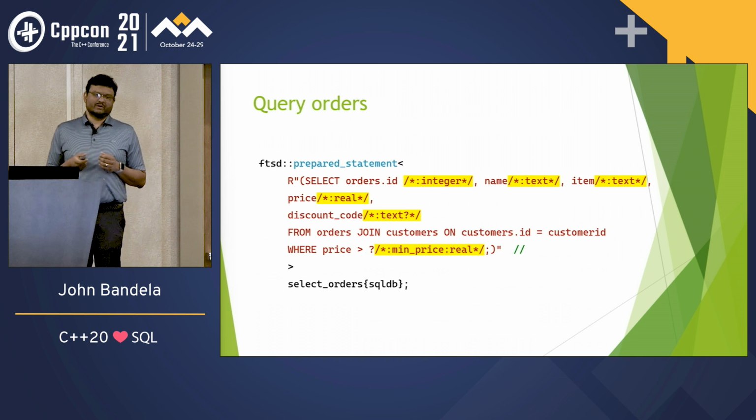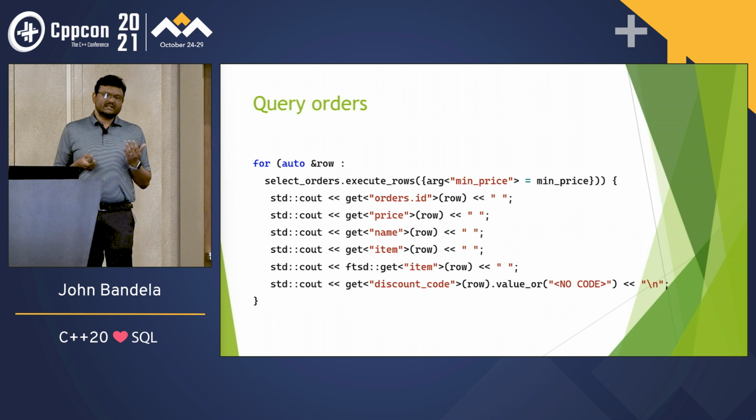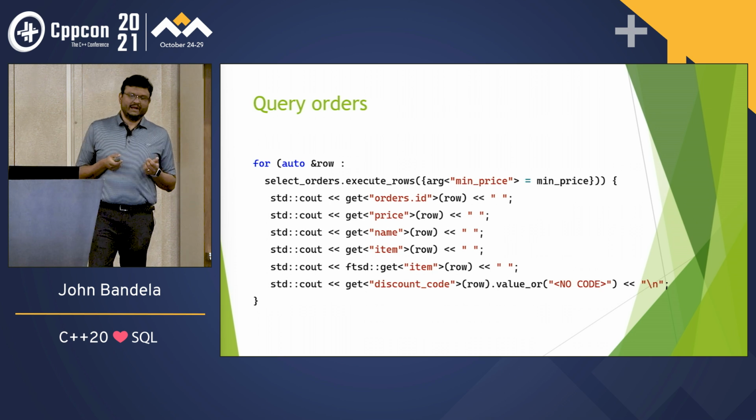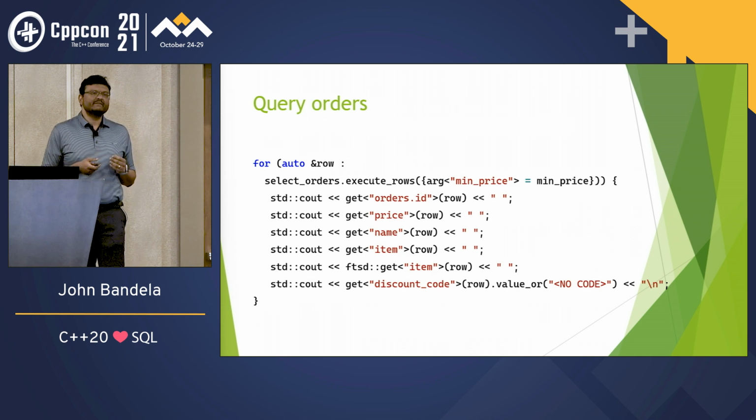And then we can do a query orders, right? So same thing, prepared statement, raw string. We tell it what the types of our columns are. Integer, text, real, discount code, and question mark, that's optional. And then we have a min price. And we create an object. And then we can say execute rows, right? Argmin equals min price, and we can do a range for, and we get a row, and then we can read the columns that we have from it.